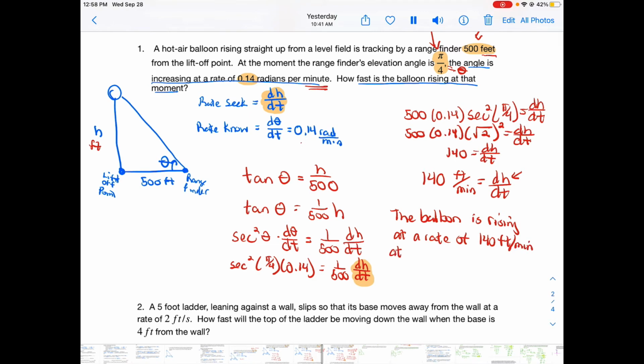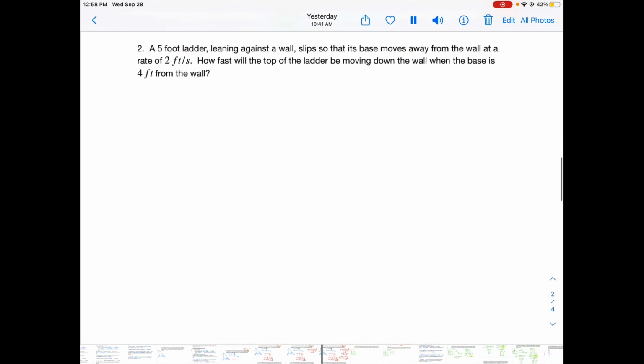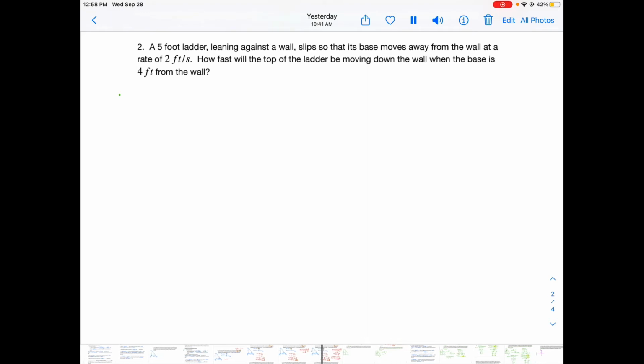So you write a sentence. Oh, yeah, at the moment of interest. So sometimes you write at the time of interest, or at that moment the balloon is rising at a rate of 140 feet per minute, because as time passes the rate will also change. So pause and try this one.